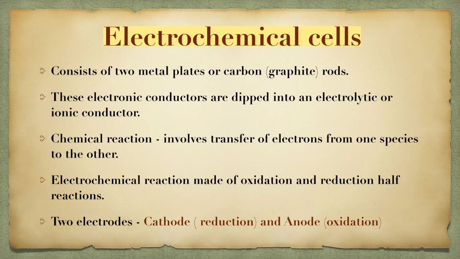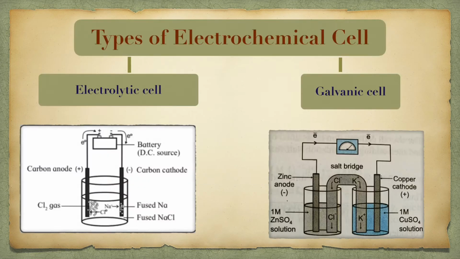Okay, now we will see the types of electrochemical cells. There are two types of electrochemical cell: electrolytic cell and galvanic cell. Understand, the main difference between an electrolytic cell and a galvanic cell is the conversion of energy. In an electrolytic cell, electrical energy is converted into chemical energy, and in a galvanic cell, chemical energy is converted into electrical energy. This is the main difference. The rest is the same: at the anode, in both cells, oxidation will take place. At the cathode, what will happen?